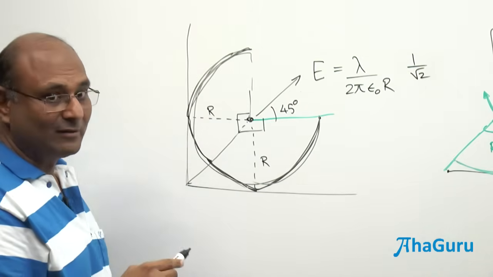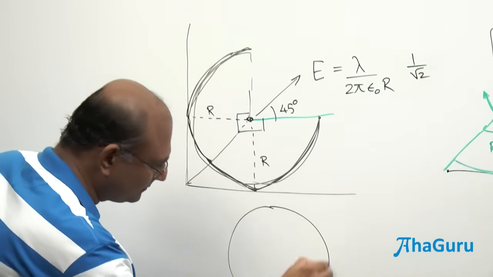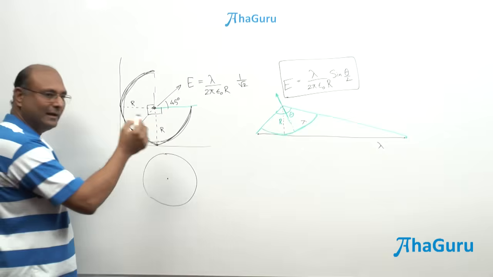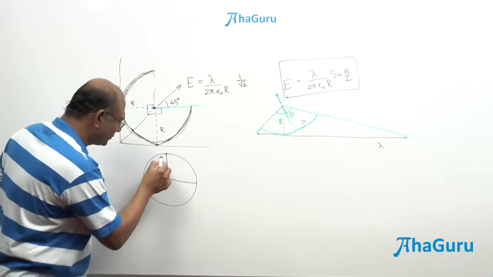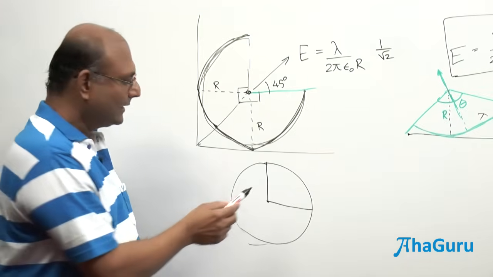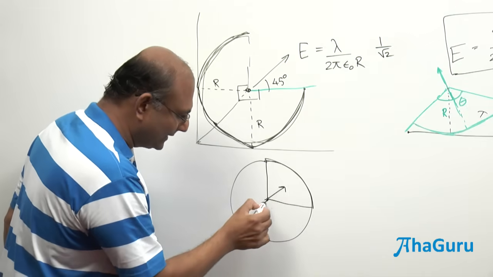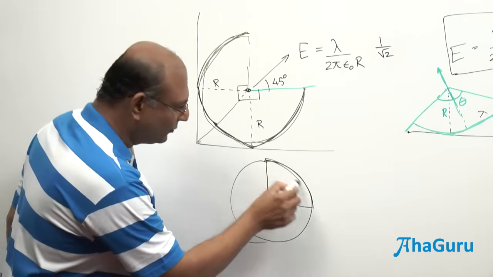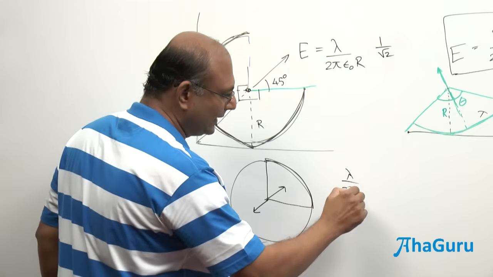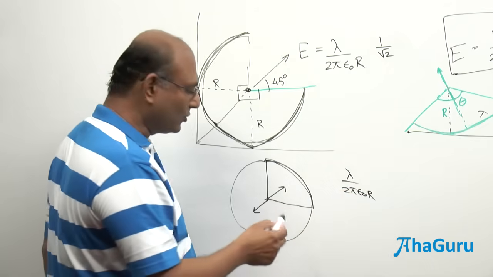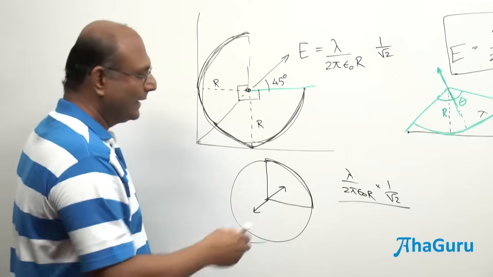But actually you can solve this in a different way. You can say, well, if I had a circle and it was uniform lambda, what would be the field at the center? 0. So the field due to this 3/4, if it was like that, and the field due to this 1/4 must be like this, that's how it cancels. But the field due to 1/4 you already know. It is lambda by 2 pi epsilon naught r into sine of 90 by 2, which is 1 by root 2, sine of 45, 1 by root 2. Except it's pointing like this.